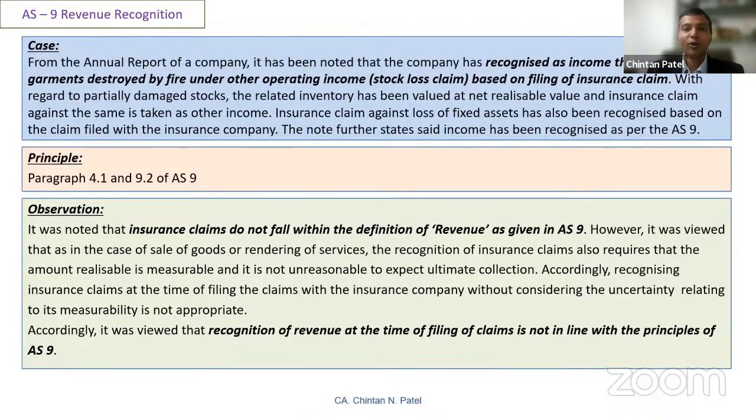Second very important thing is that even though AS9 does not talk about this policy, recognition of revenue or recognition of income should again be based on certain principles. So recognition of income only on the basis of filing insurance claim, what it says is that they have recognized income based on filing of insurance claim. Filing of insurance claim is not substantiated because then it should be based on the collectibility. I may file insurance claim of 10 crore rupees. However, the amount receivable may be maybe 8 crore rupees or 7 crore rupees. So revenue, or income, cannot be recognized only on the basis of filing of insurance claim.